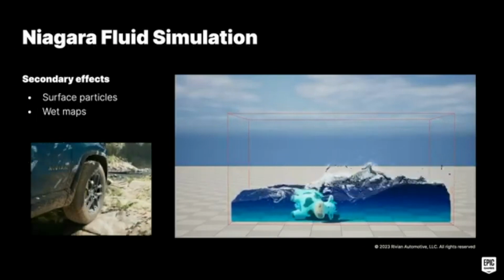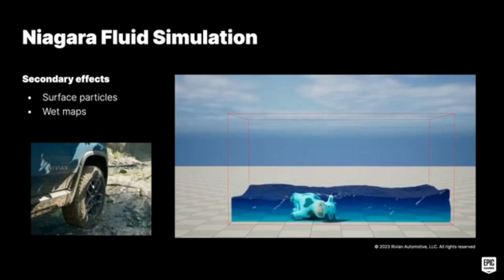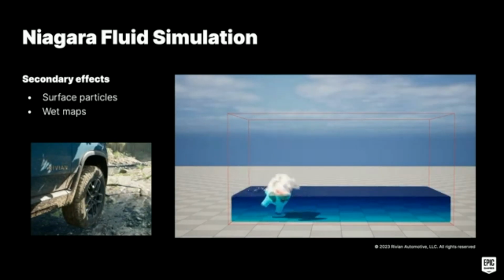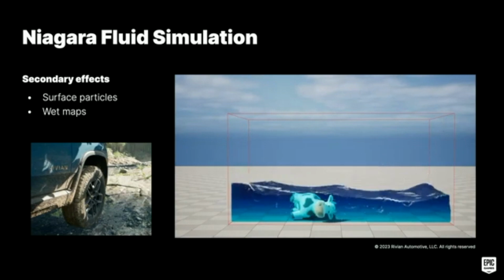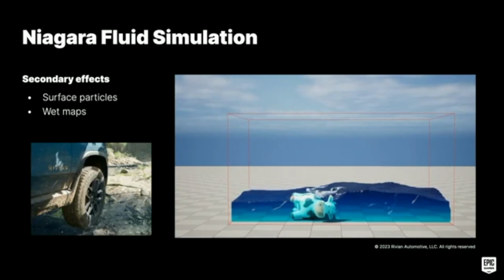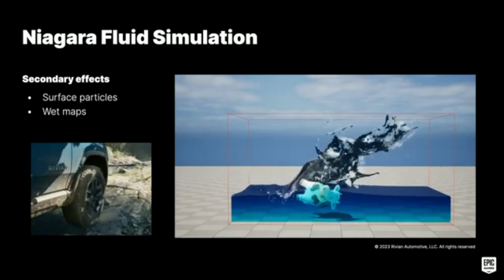Once the simulation is complete, surface particles and secondary effects like wet maps can be layered on top of the simulation results to add the next level of realism. Here we see an example of a secondary particle adding a whitewater effect to the surface of the fluid. Also, within the demo, you will see trails of water that are left from the tires as the vehicle leaves the pond.